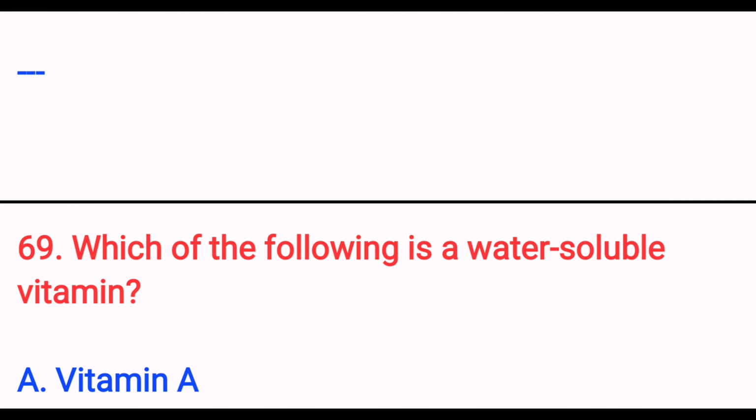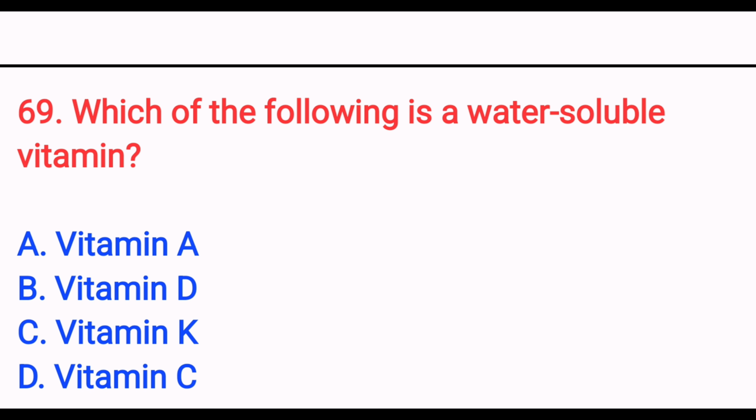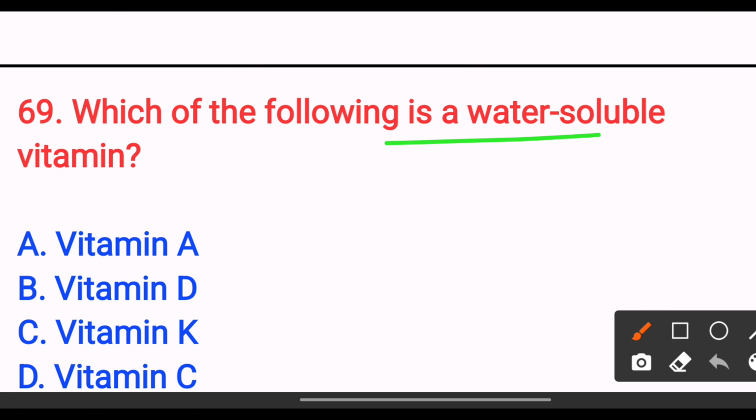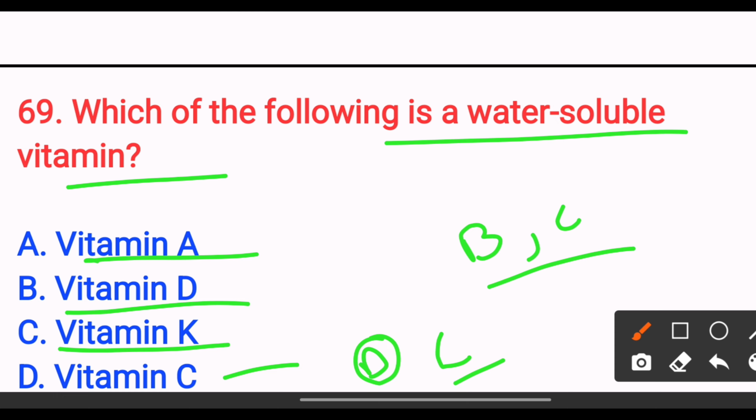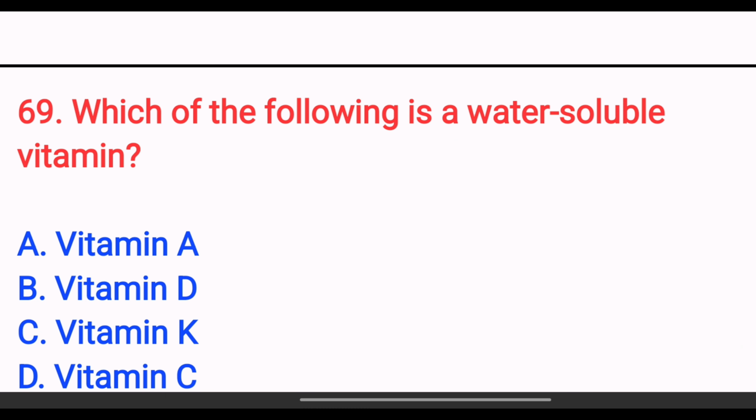Next, which of the following is a water soluble vitamin? Option A, vitamin A. Option B, vitamin D. Option C, vitamin K. Option D, vitamin C. The answer is option D, vitamin C, because water soluble vitamins are B and C. So the answer is option D.